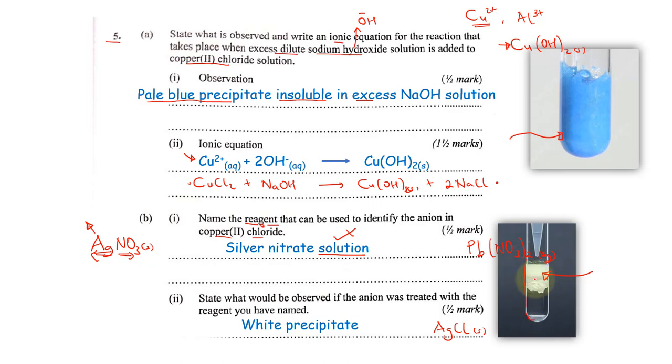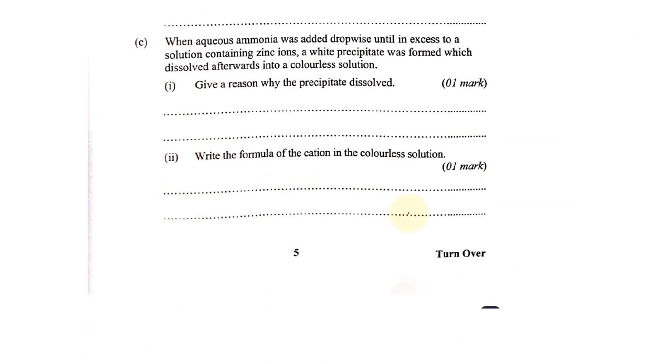Lastly, part C: when aqueous ammonia was added dropwise until in excess to a solution containing zinc ions, a white precipitate was formed which dissolved afterwards into a colorless solution. Aqueous ammonia also provides some hydroxide ions, so the first precipitate that will be formed will be between our zinc ions and the hydroxide ions. So the white precipitate will be due to the formation of zinc hydroxide, which is our solid.